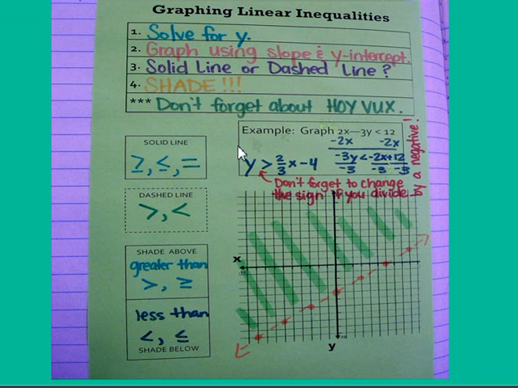So here's an example where they have you solving. Remember that when you're doing this, if you are dividing by a negative, or multiplying by a negative as well, but in this case we're dividing by a negative, then you need to flip your inequality sign from a less than to a greater than. And then you need to go back and check. Also, on the next slide, you're going to find out what Hoy and Vux is. It helps you keep some things straight. So let's go ahead and go.